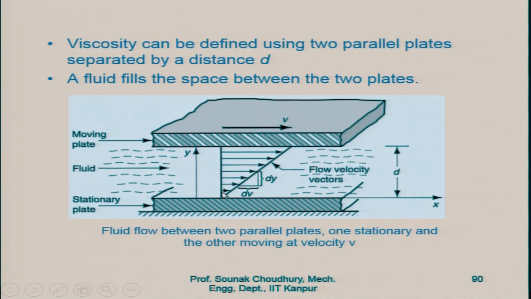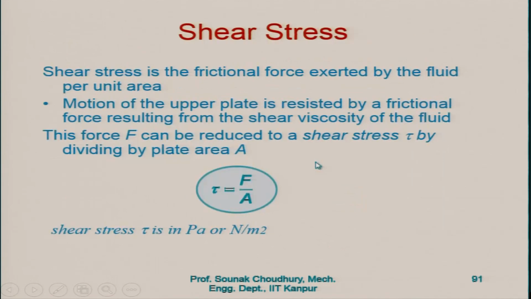velocity vectors. Almost all of us know about this. We have seen it in many other fluid mechanics courses, that within the fluid that is flowing, the velocity is 0 here and maximum here, and these are the flow velocity vectors. Slope is given by dv over dy. So, this velocity is v, the velocity of the moving plate.